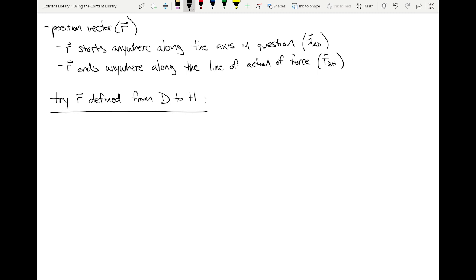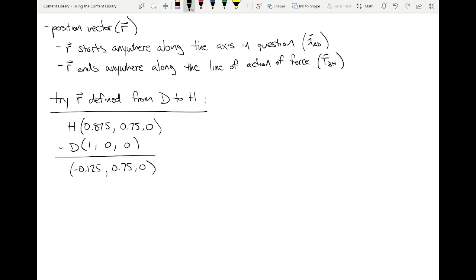So H is defined as 0.875, 0.750. D is 100. You have that written earlier. Subtract those, and we get -0.125, 0.750. So I propose, let's try R is this. Now, whenever you're writing position vectors, no lambdas, none of that, because we need the actual distance. So this is in meters.